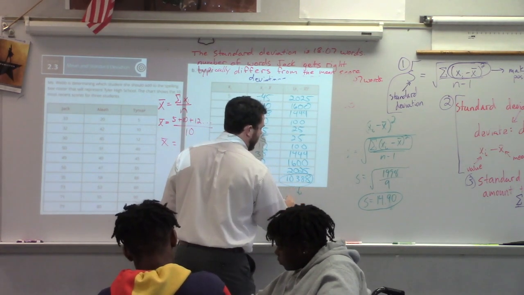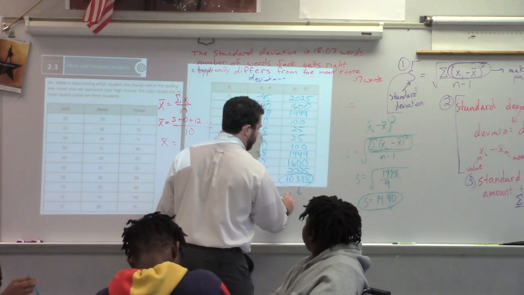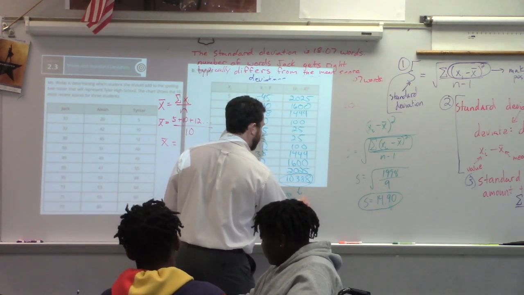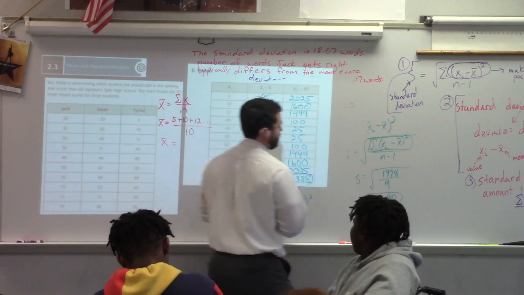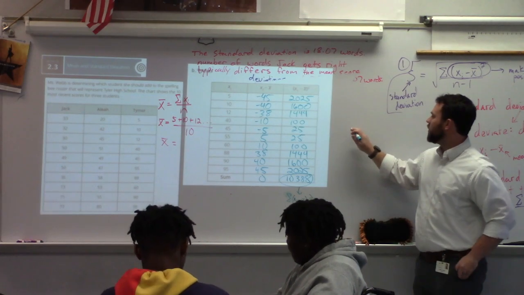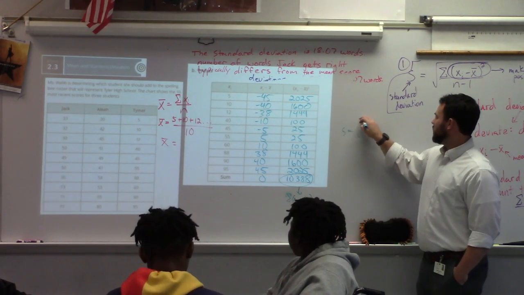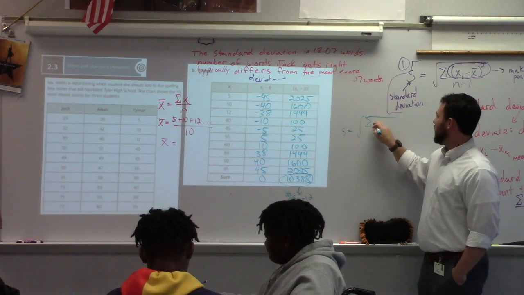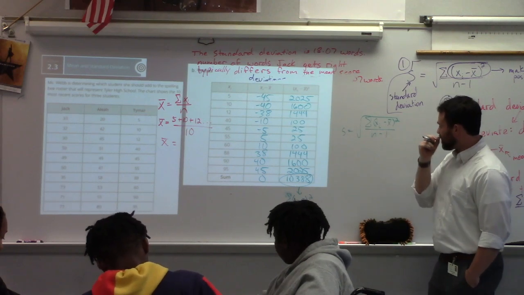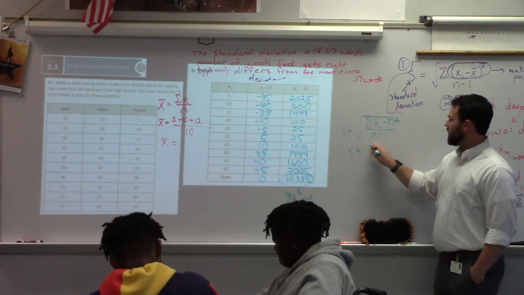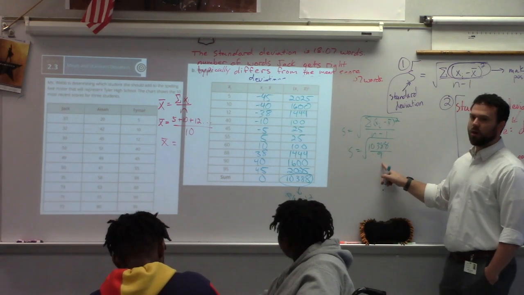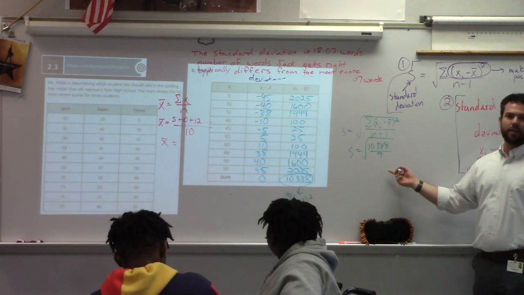So remember, that is the sum of x sub i minus x bar squared. That's the sum of all those deviations squared. So s is equal to the square root of the sum of x sub i minus x bar squared divided by n minus 1. So the sum is 10,388 divided by 9. Remember, again, there were 10 samples, so 10 minus 1 is 9.